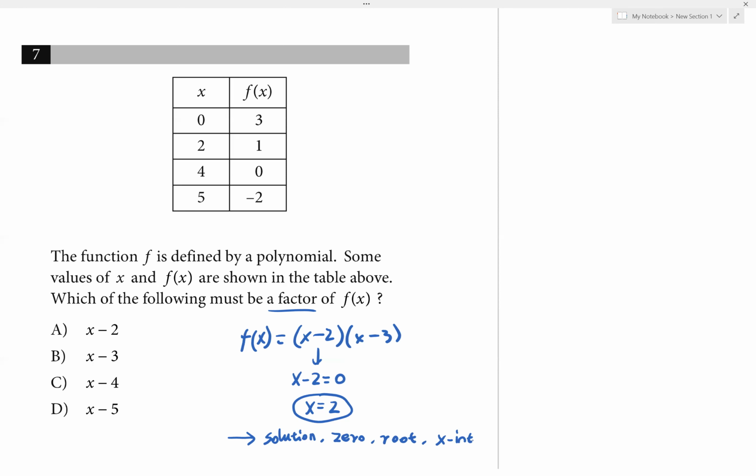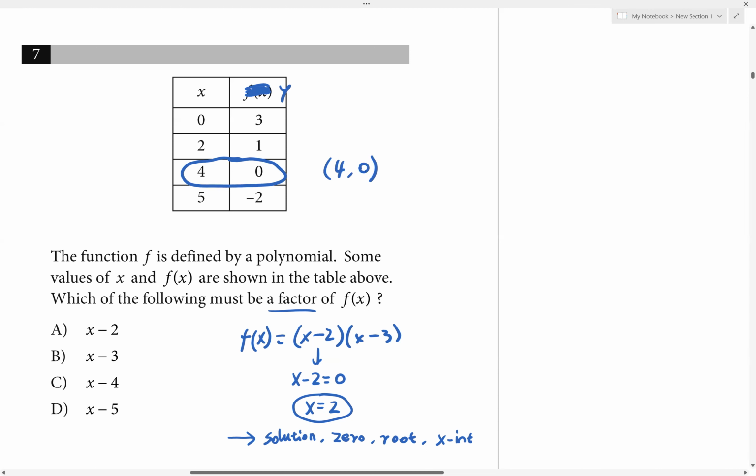If it's the x-intercept, then the y value should be 0. If you go to the table, we have a lot of points, but we're not going to use all of them. The first one is x, and f of x is like the y value. We're looking for an x-intercept, so the y value has to be 0. The point that we're looking for is this one: 4 comma 0.